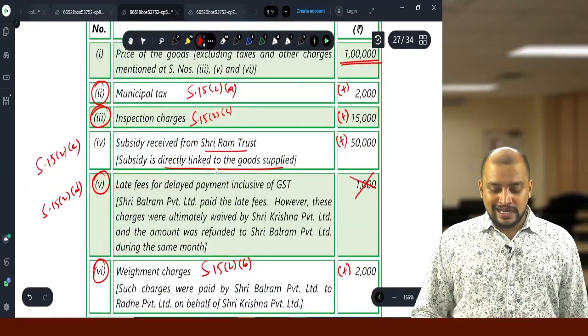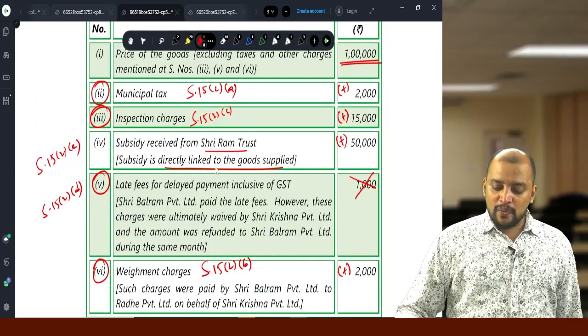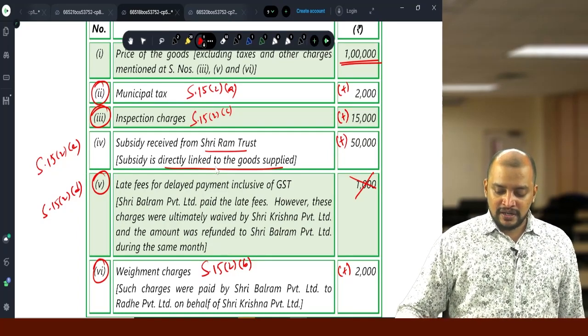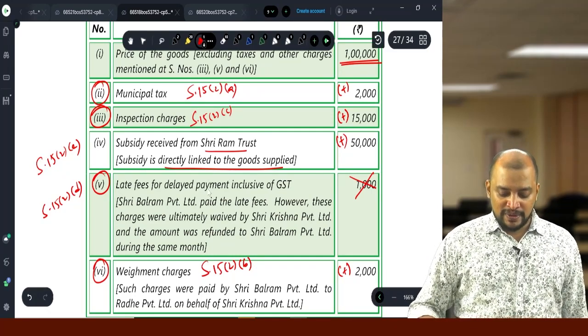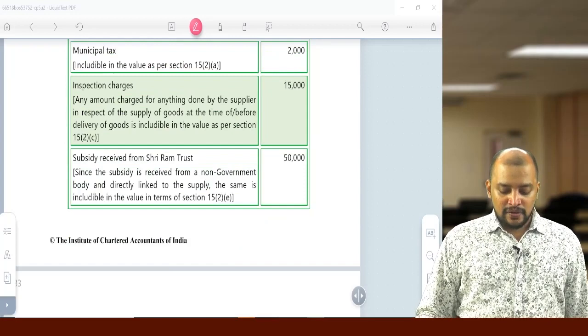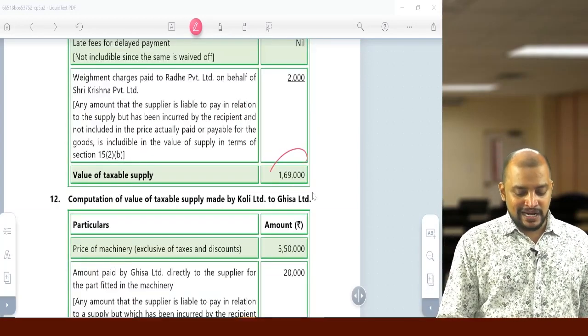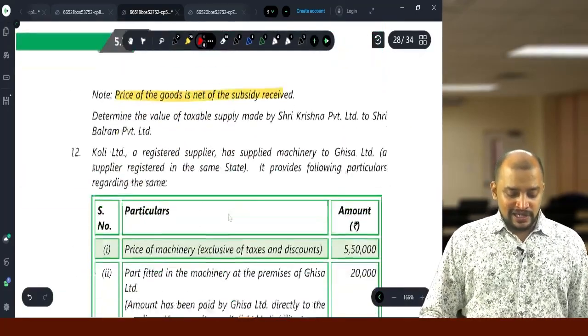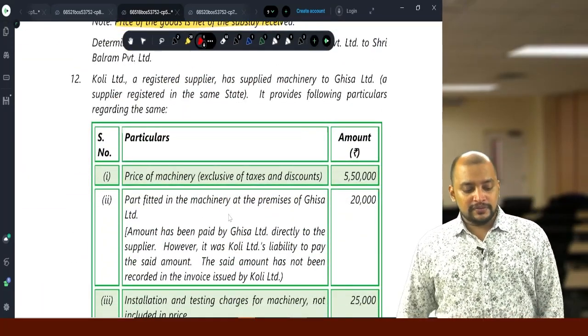So therefore these are the adjustments to be made. 1 lakh plus 2000 plus 15,000 plus 50,000 plus 2,000, that will be 1,69,000. 1,69,000 will be taken as the value. Then next question, question number 12.